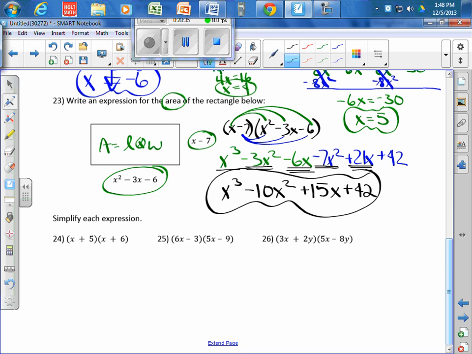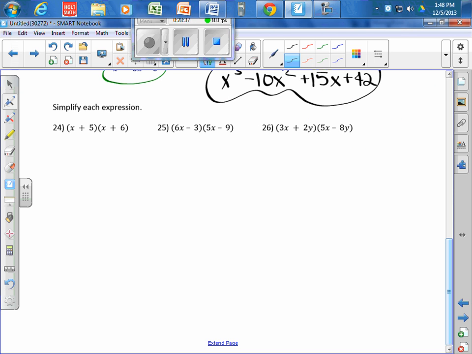Number 24, what do we have? Yeah, now we have FOIL. This is a binomial times a binomial. And I'm going to take x times x, and the first term times the first term equals the first term. And then what I'm going to do, and this is the way I show it in my class, is that I'm going to take positive 5 times positive 6. Now, you do whatever your teacher has shown you. It's all the same thing, but in this case, I'm going to take 5 times 6 and get positive 30.